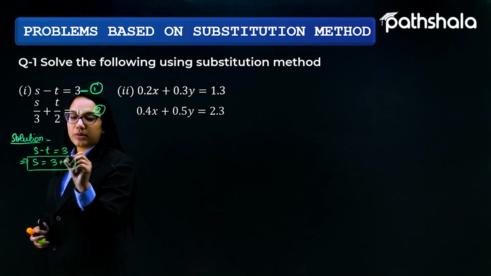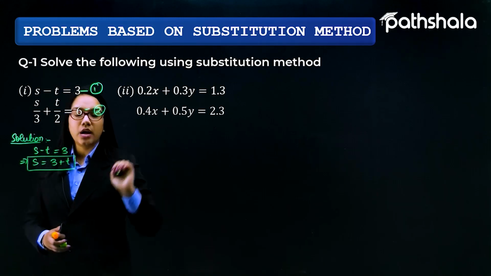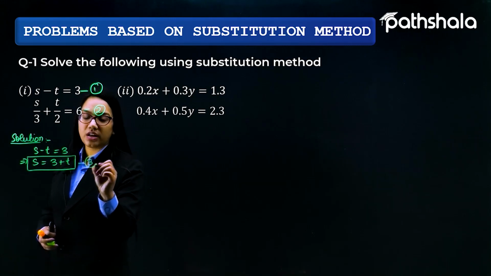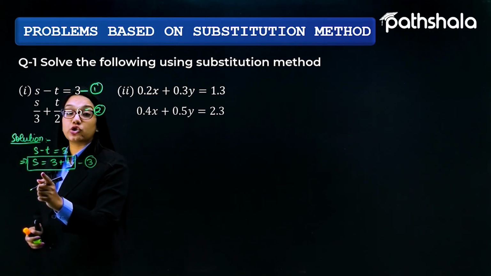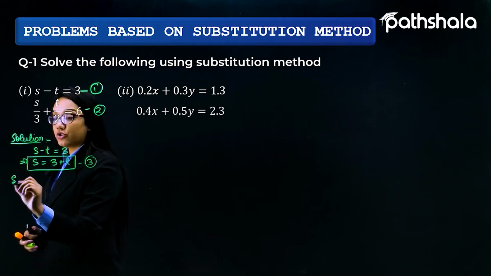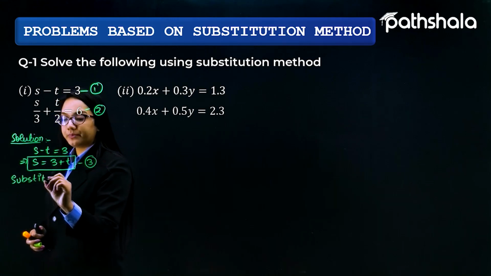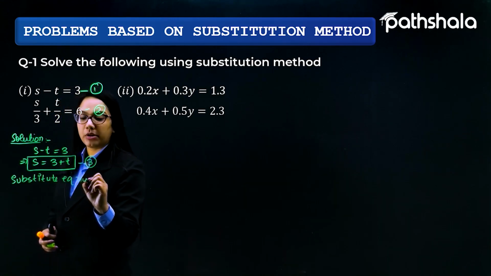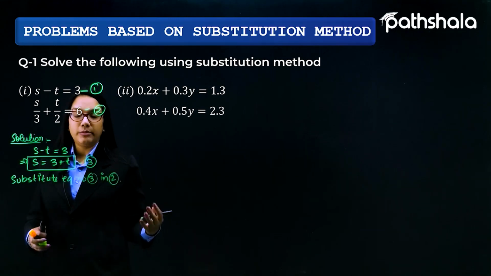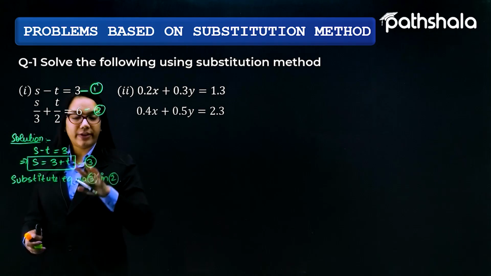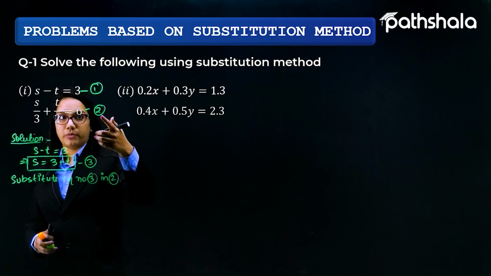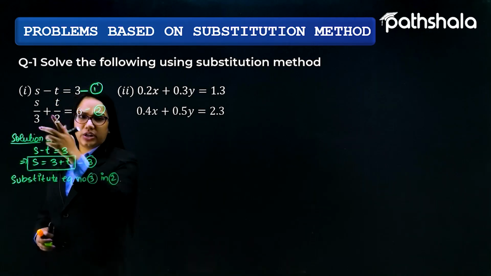Now s is equal to 3 plus t. This is my step number 1, where I have expressed s in terms of t. I am taking this equation as 3. Now we have to substitute this equation into equation number 2. This is my step number 2. Let's substitute equation number 3 into the other equation, because whatever value we get from the first equation, we have to substitute into the other equation. My other equation is equation number 2. Let's substitute s equals 3 plus t into this equation.